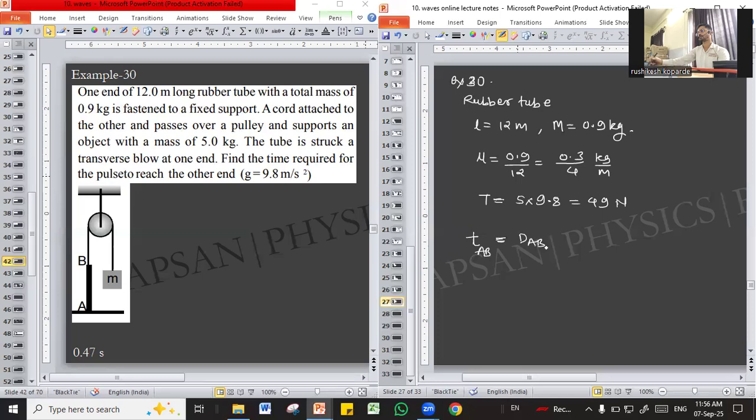So it is distance AB upon speed AB. So distance is how much? Length AB, length of the rubber tube. Speed is under root tension in the AB section upon mass per unit length of the AB section. Length of the AB section is how much? 12 meter, upon under root T by mu. Tension here is 49 and mu is 0.3 upon 4.